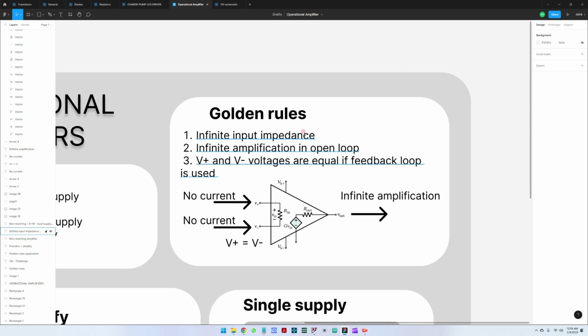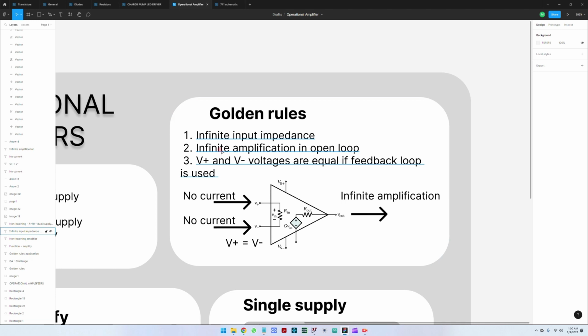The golden rules state how we, as electrical engineers, look at the component. The first one is infinite input impedance. So we assume that the operational amplifier has infinite impedance here, so no current is drawn into this input. This means that we are not influencing the circuit connected to the operational amplifier by any means.